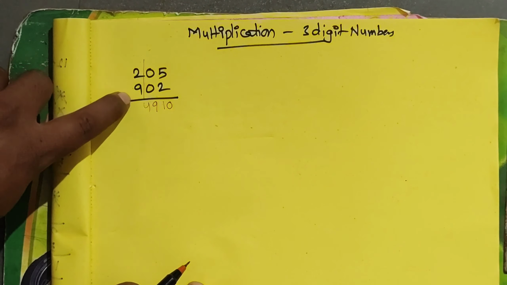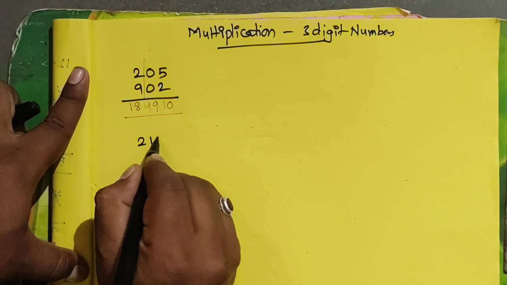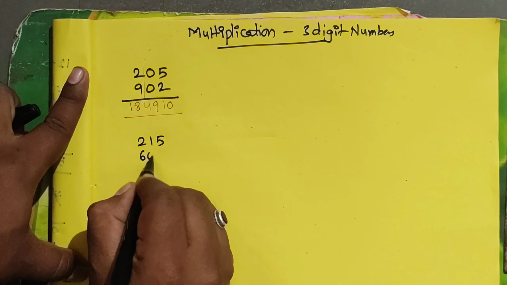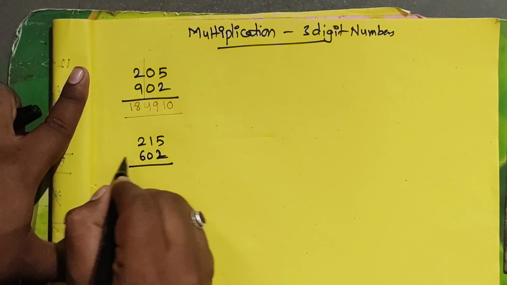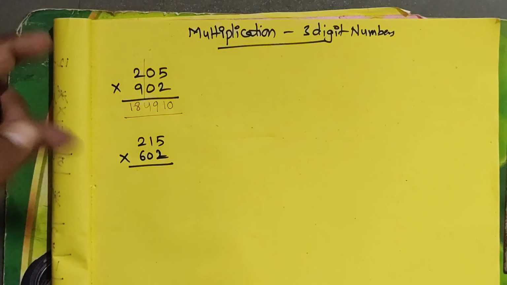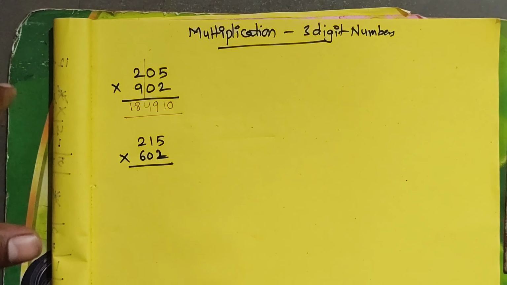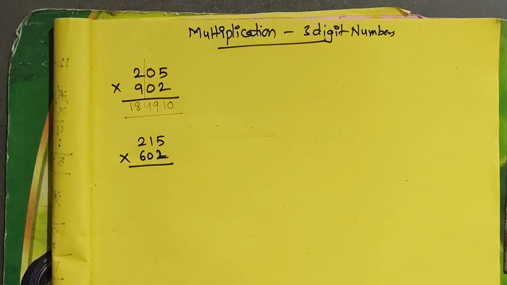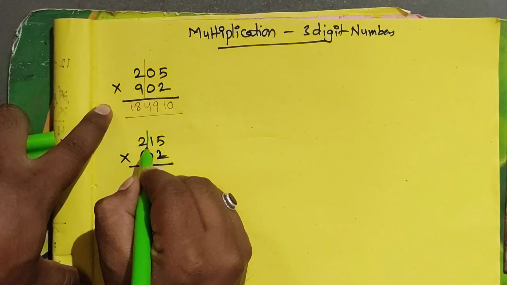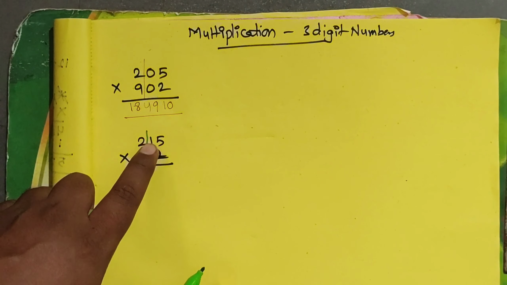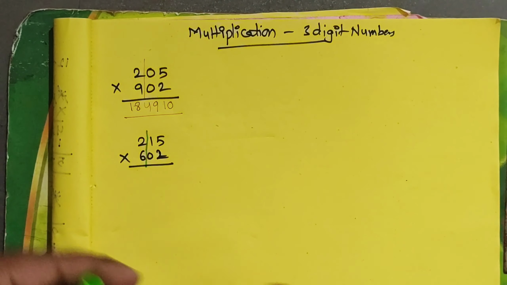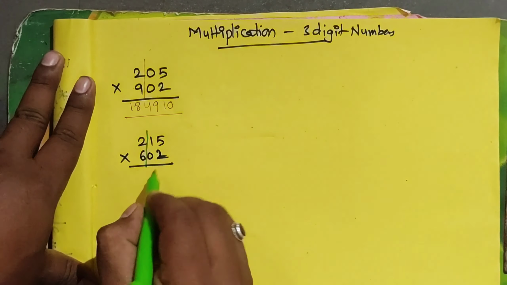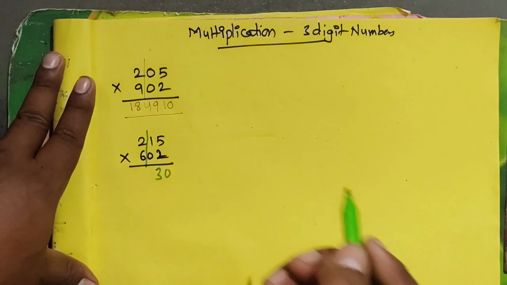The same way, take one more example. I will take 215 and 602. Now see here, in this case it is 15 and 2. You know the 15 table, so you can do the answer easily. Same way, here also we have to divide them like this. This is 15 and 2. 15 2s are 30. So take the 30 here, take the two digits, don't take any carries.